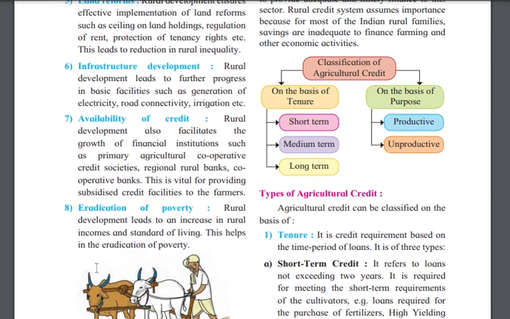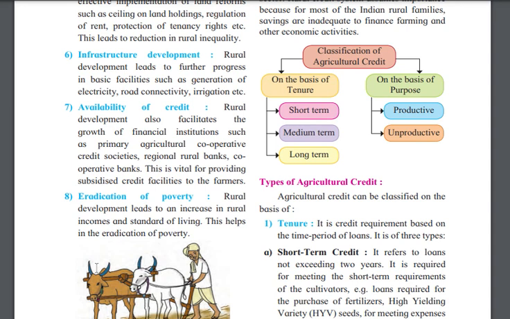The eighth one is nothing but poverty. Why is rural development important? Because there is a problem of poverty. To reduce poverty, to eradicate poverty from society, rural development leads to an increase in rural incomes and standard of living, and this helps in the eradication of poverty. So when rural development happens, people will get a better standard of living and incomes. Obviously the people who are surviving in poverty will come out of it and they will start earning money.